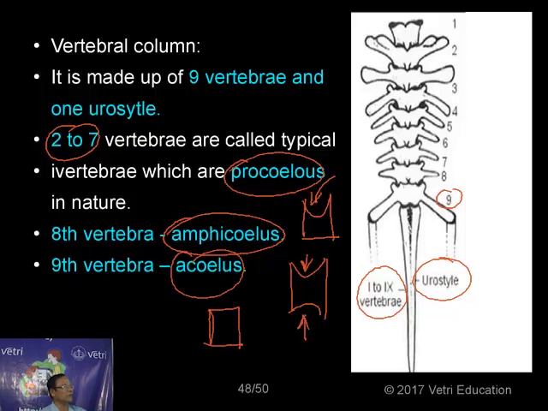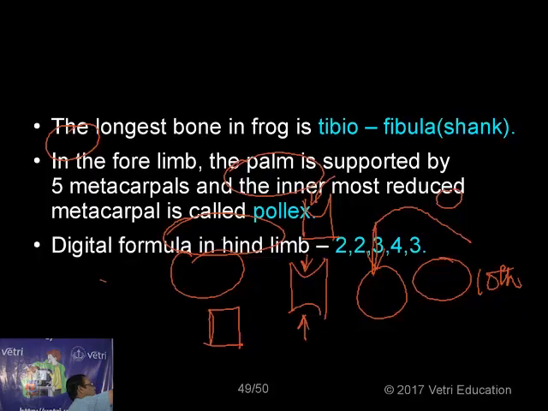If you are taking the centrum of the vertebra, if you have a cavity anteriorly, it is procoelous, as in the case of 2 to 7. And if you have concavity on both sides, then it's called amphicoelous, the 8th vertebra. And if you have no concavity, that is in the 9th vertebra, then it is called acoelous, no cavities are present. The 10th vertebra is represented by a long rod-like structure called urostyle. So this is up to 1 to 9, and this is the 10th. So remember the nature of these.